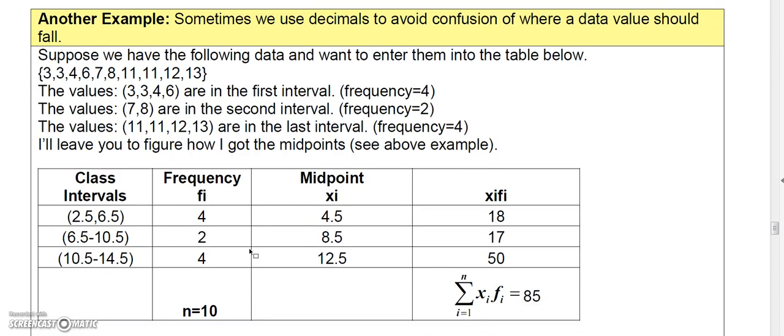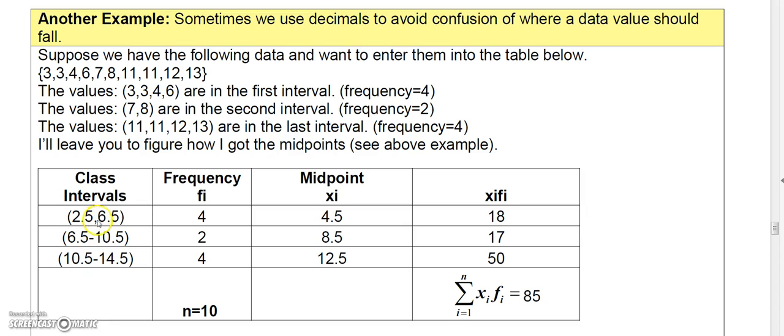Okay, now I'll show you another one, and sometimes we can use decimals to avoid confusion at the endpoints. So suppose we have the following data and want to enter them into this table down here. So I'm going to just give you 3 class intervals, 2.5 to 6.5, 6.5 to 10.5, 10.5 to 14.5. And one reason we might do it like this is so that, if I had a number like 6 or 7, I would know that the 6 would go here and the 7 would go here.